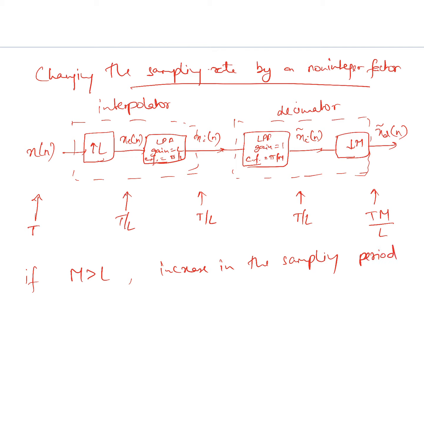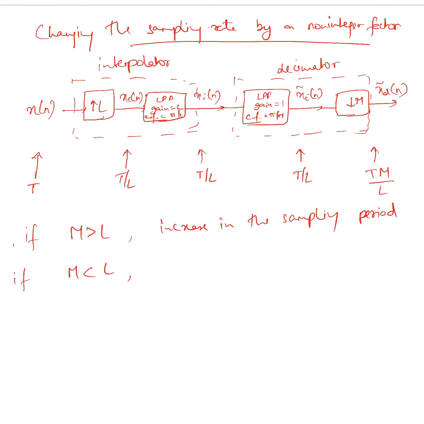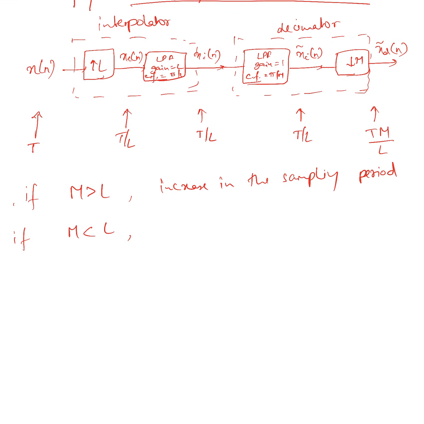And depending on the values of M and L, you can increase the sampling period by some non-integer factor with this operation. And if you have M less than L, of course it would be the opposite, that you would see the reduction in the sampling period.